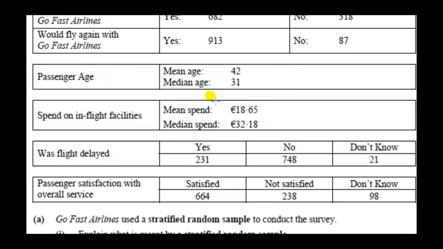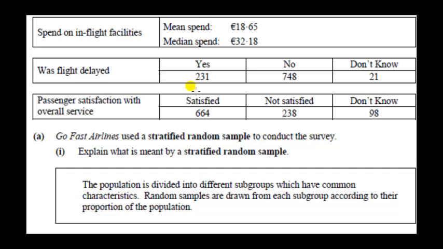We have the mean and median passenger age. We have the mean and median spend on flight facilities. We have the number of people who said the flight was delayed, and the number who said the flight was not delayed, and also the number of people who say they don't know whether or not the flight was delayed. And we have passenger satisfaction numbers here. And again, all of these numbers must add up to 1,000.